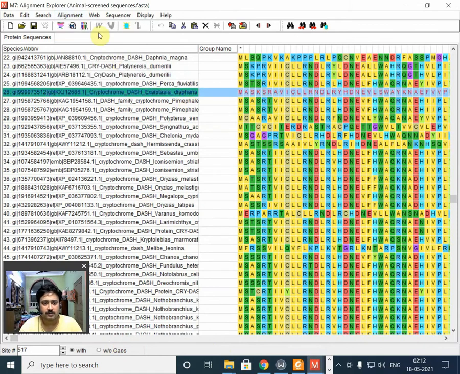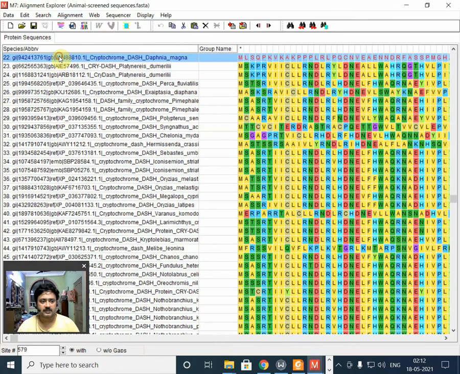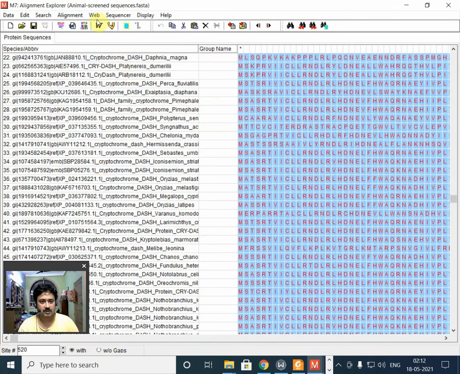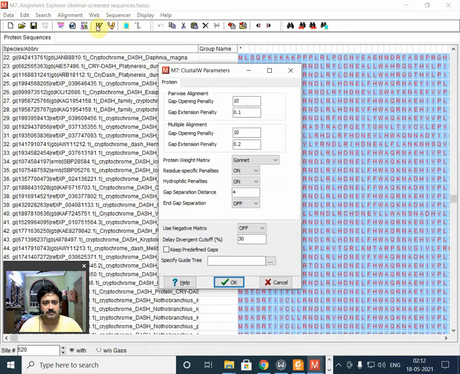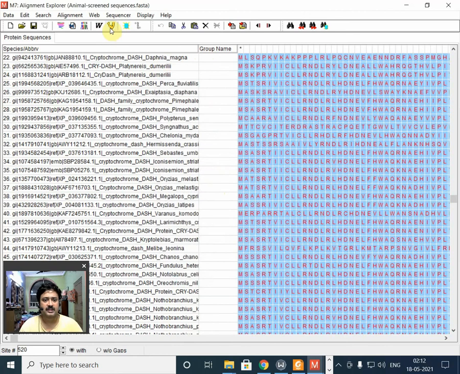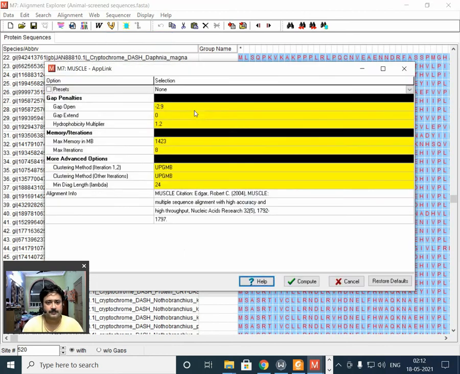So how are we going to go for alignment? For that, we need to select all the data. There are two software tools or two algorithms to do this. One is MUSCLE, and the other is ClustalW. You can go for either of them. For this experiment, we will be going for MUSCLE.